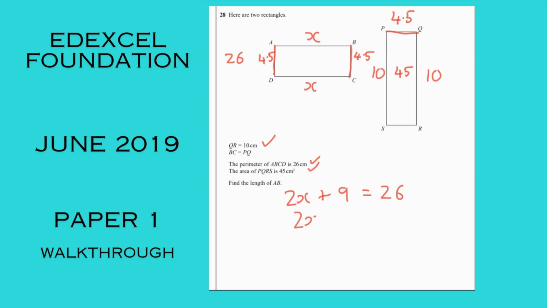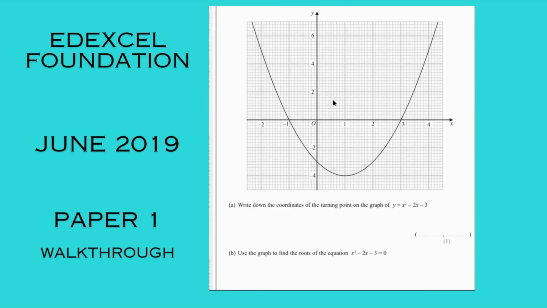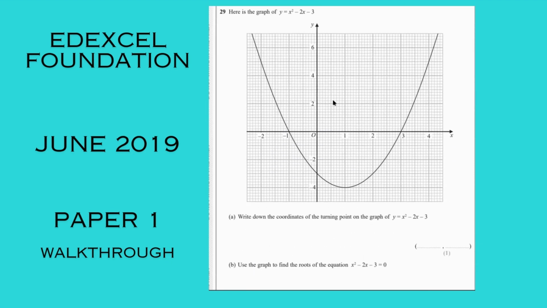Let's take away 9 from both sides, and let's divide both sides by 2, giving us 8.5 centimetres. And on to the final question, where I'm about to make it look very difficult with my electronic pen.